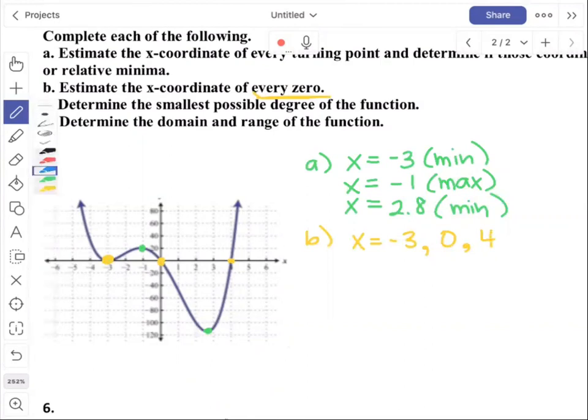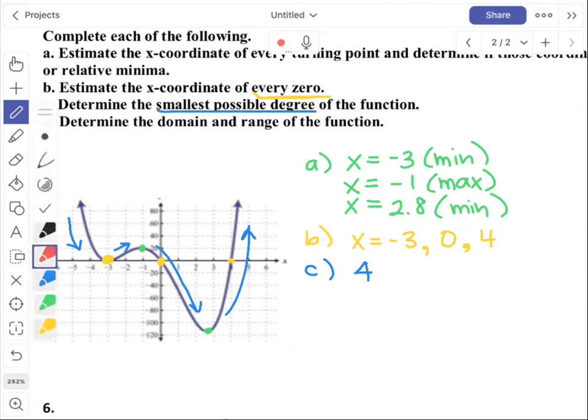All right, part C, determine the smallest possible degree of the function. Now remember the arrows that I just showed you in example 4. I went down on this graph first, then up, then down, and then up. So I got 1, 2, 3, 4 arrows. So that means I have a possible smallest degree of 4.